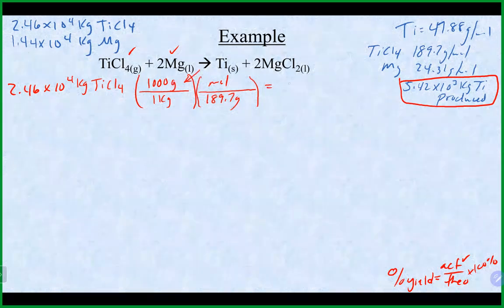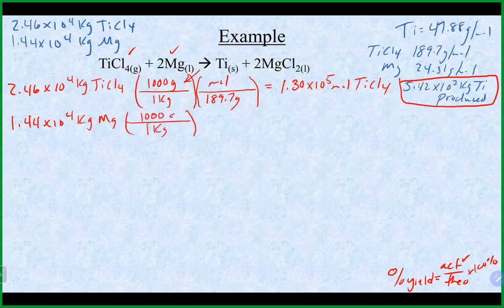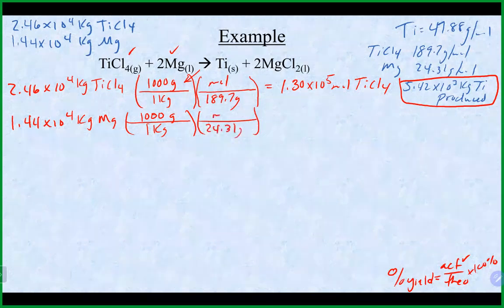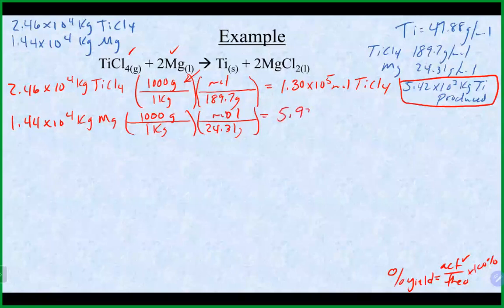We'll call it 1.30 times 10 to the 5th moles of TiCl4. We're going to do the exact same calculation here for our magnesium. We're going to take our starting amount in kilograms and convert it into grams. Now that I have it in grams, I'm going to use the molar mass of Mg from the periodic table, 24.31 grams per mole. That gives me 1.44 times 10 to the 4th times 1,000 divided by 24.31, and that'll get me 5.92 times 10 to the 5th moles of magnesium. Any questions on that so far?